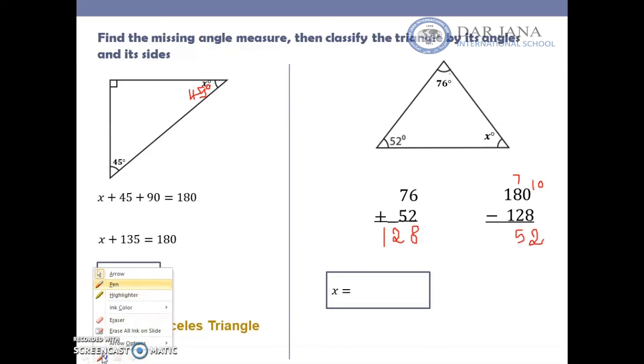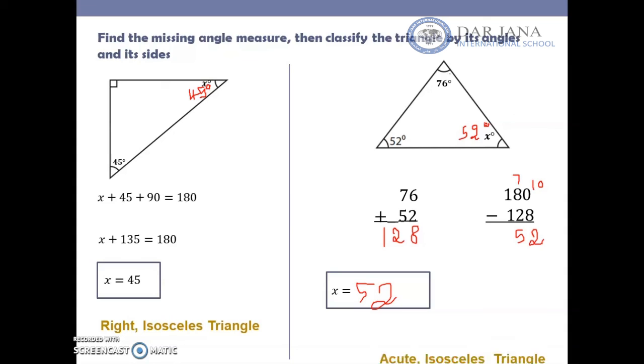When x is 52, now you have here this angle is 52 degrees. If I want to classify by angles, you have 76 acute, 52 acute, 52 acute. So it's an acute triangle. But if I look at the sides, since I have two congruent angles, this means you have two congruent sides. So this one is isosceles. So this is an isosceles acute triangle.